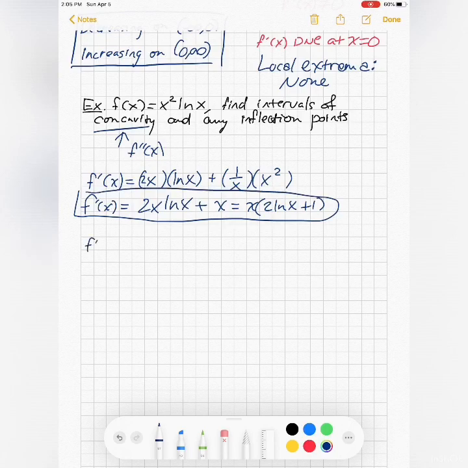Okay, but I need the second derivative. I could use either form. Let's use this one. Actually, I think I'm going to go with the other one. Either way, I'm going to need the product rule. So let me use this guy. I'm going to need the product rule, so set up another product rule template.